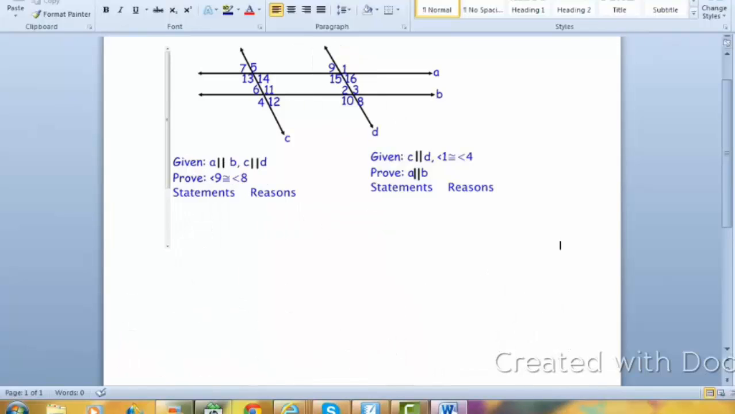In the next example, we're proving A is parallel to B. Start with the two pieces of given information. C is parallel to D, and angle 1 is congruent to angle 4. That's given.